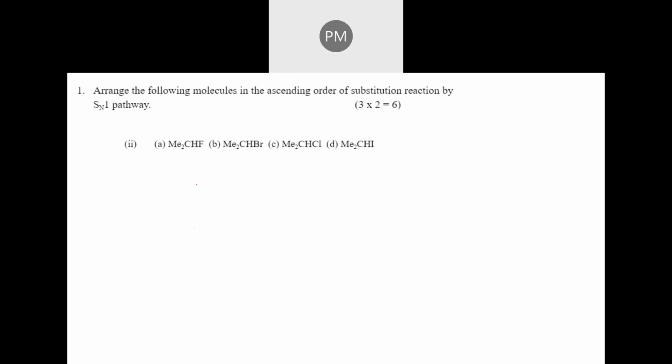So if you compare fluorine, chloride, bromide and iodide, the common thing here is that the carbocation system is the same. For all of the cases the carbocation system is Me2C, and all are 2 degree carbocations. So in all the cases we have the Me2 methyl.